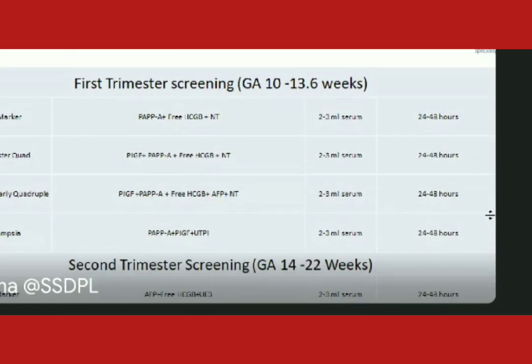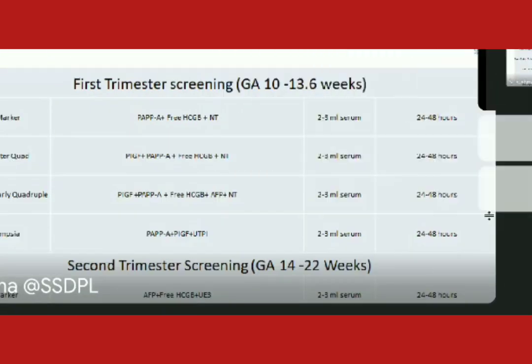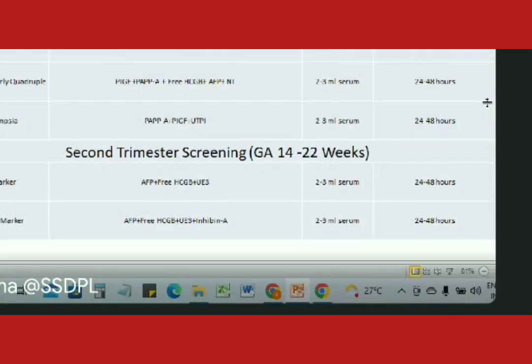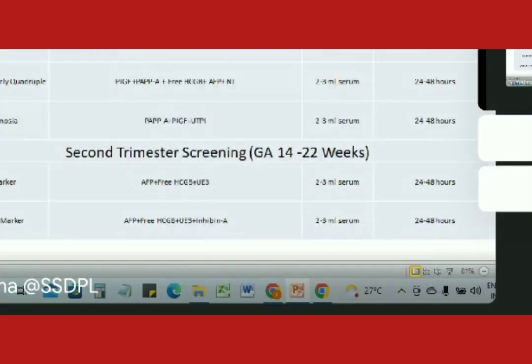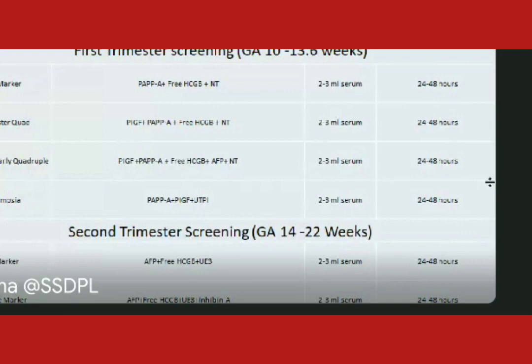Ma'am, in this slide, second trimester screening, for triple and quadruple marker, it is recommended that we can do this test after 20 weeks, as it is mentioned 14 to 22 weeks, because as per the new guidelines, the government says they can abort after 22 weeks, right? Yes.